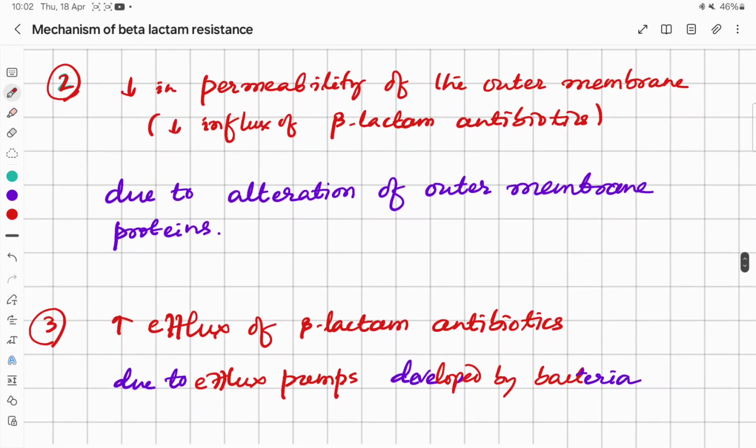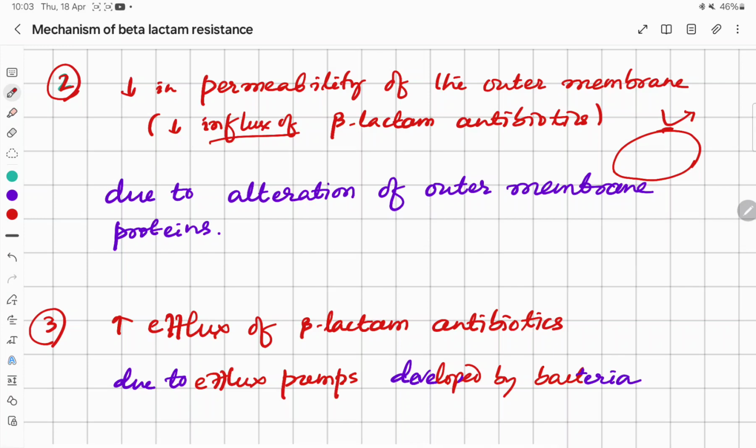The second mechanism of beta lactam resistance is a decrease in permeability of the outer membrane. So the drug cannot enter the bacterial cell. There is a decrease in influx of beta lactam antibiotics due to alteration in the outer membrane proteins. If there is alteration of outer membrane proteins, then there will be a decrease in influx.